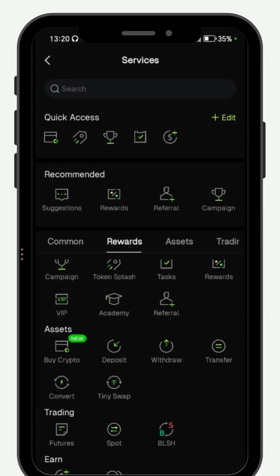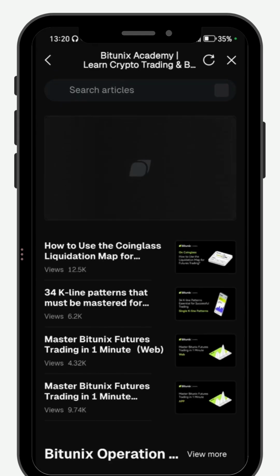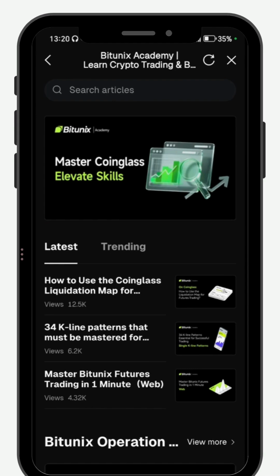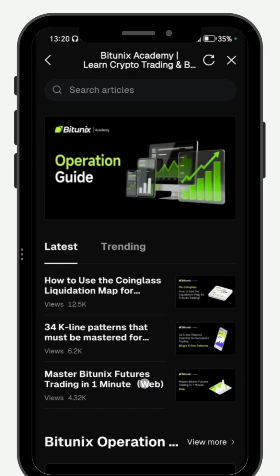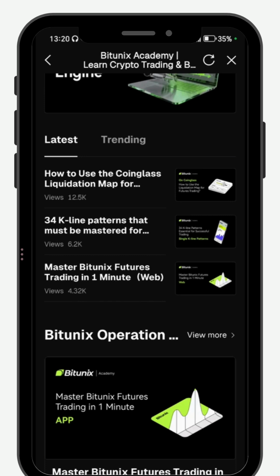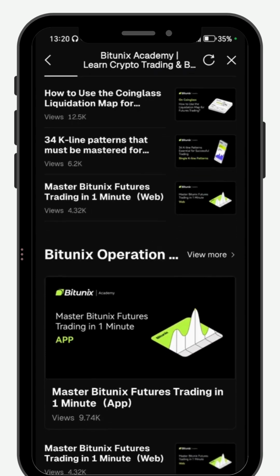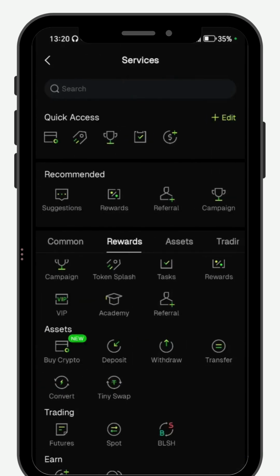If you want to learn more about cryptocurrency, you can go to the academy. They have a lot of resources here, like how to use CoinGlass. For those of you who are trading, I use CoinGlass a lot, and CoinAnk, the 34K line pattern that must be mastered, and Bitunix futures trading. They have lots of resources here where you can go and learn.